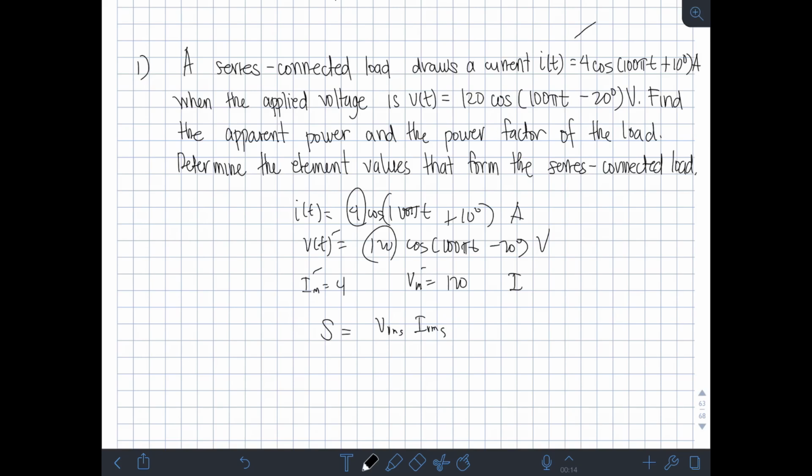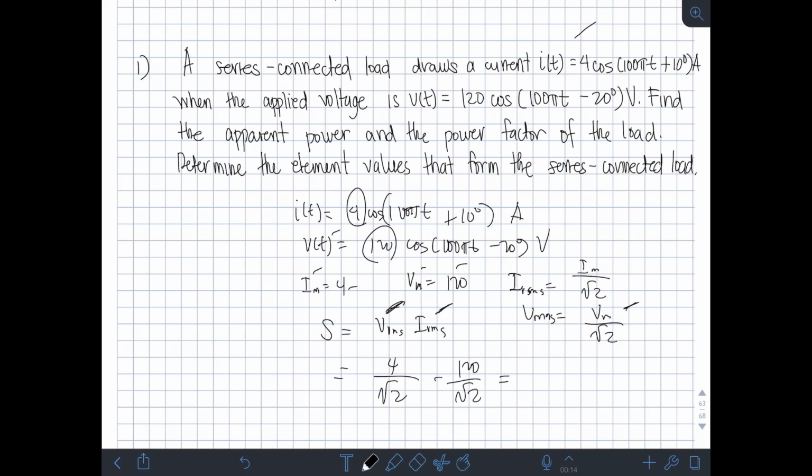Pero, meron tayong relationship na yung Irms, base dun sa video ko sa effective voltage at current, na equal sa Im over square root of 2. Same dito sa Vrms, equal siya sa Vm over square root of 2. So, pwede natin i-plug in ngayon dito. So, yung Irms is equal to ano yung Im? 4. 4 over square root of 2. Then, yung Vrms, Vm over square root of 2. So, ano si Vm? 120 over square root of 2.